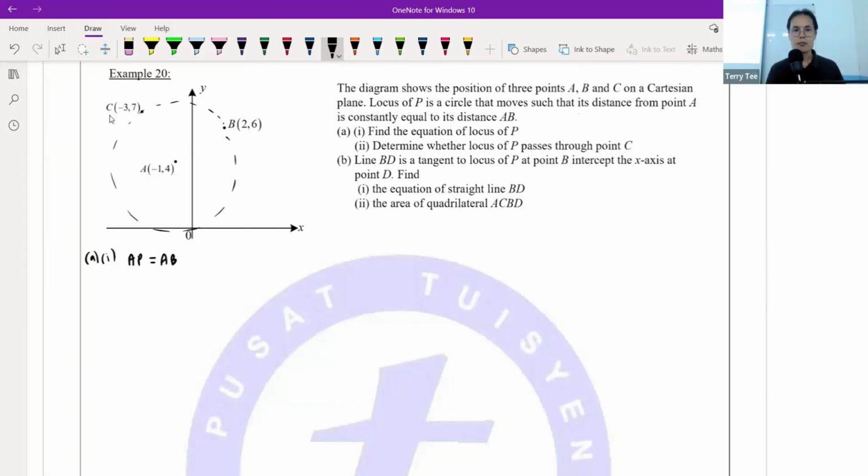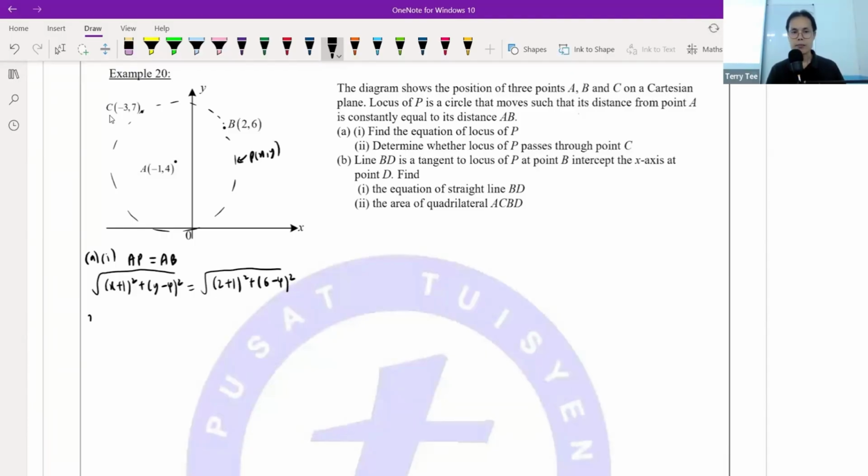Okay, so P is a moving point. P can be anywhere on the circumference of the circle. So point A is (-1, 4). Okay, so you put the square root of (x plus 1) squared plus (y minus 4) squared, and the result equals the square root of (2 minus -1) squared plus (6 minus 4) squared.